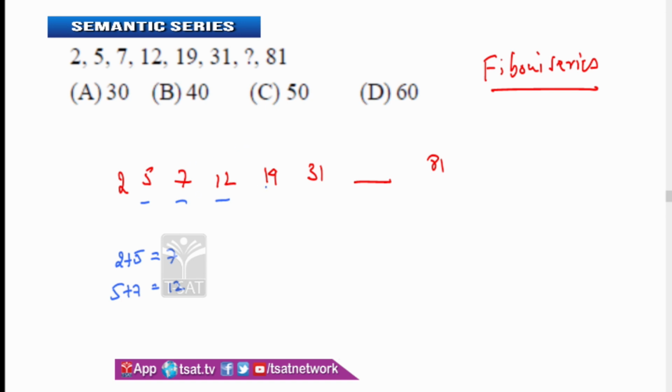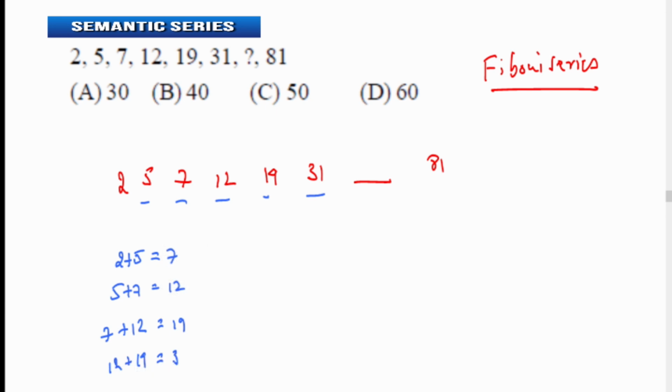In this way, again to get 19, we have to add the previous two numbers, that is 7 and 12. So 7 plus 12 will get 19. Again to get 31, we need to add 12 plus 19, we will get 31. In the similar way, to get the answer, we need to add 19 and 31. If you add 19 plus 31, you will get the answer as 50. So your answer is C. So now your answer is 50.